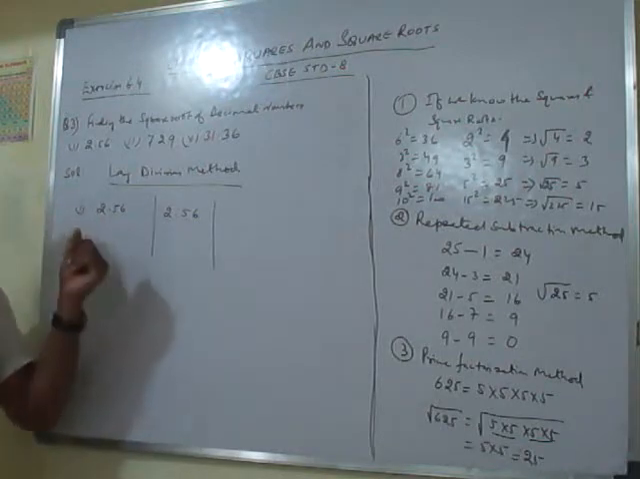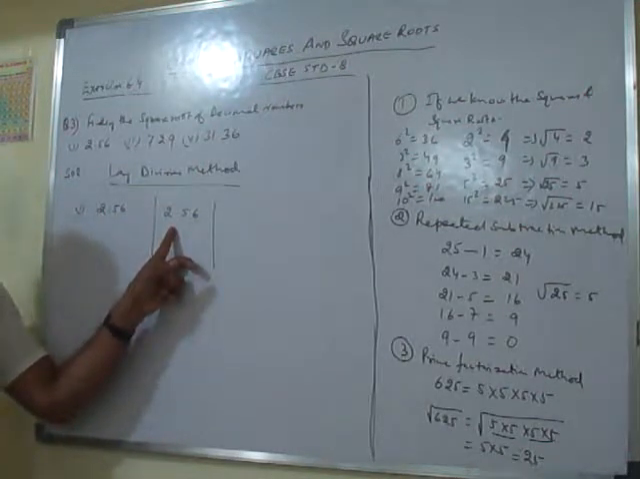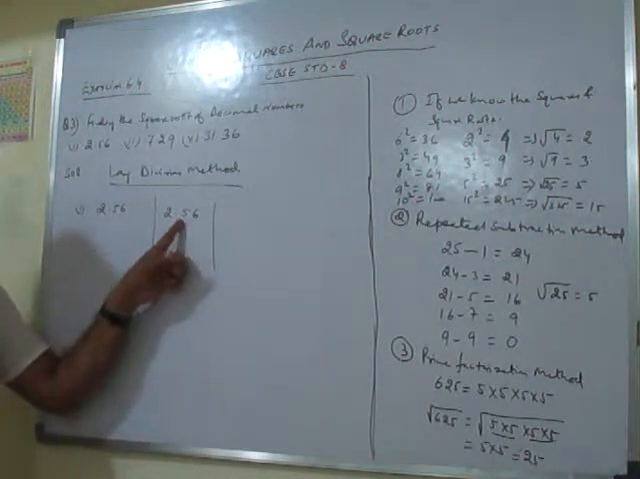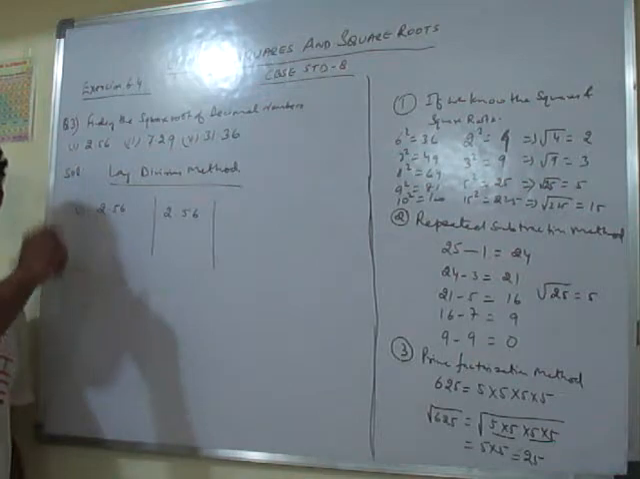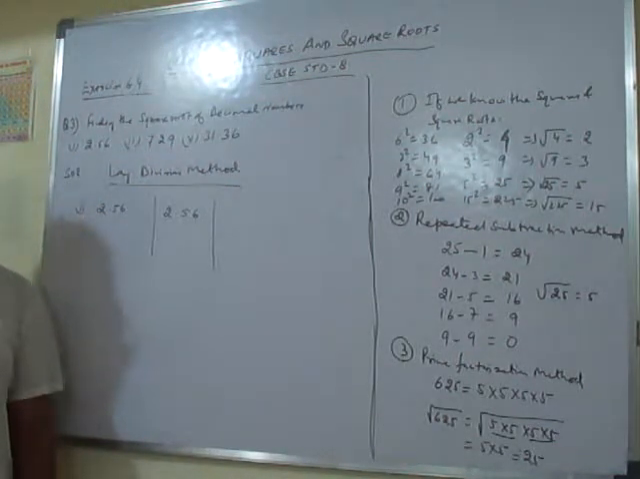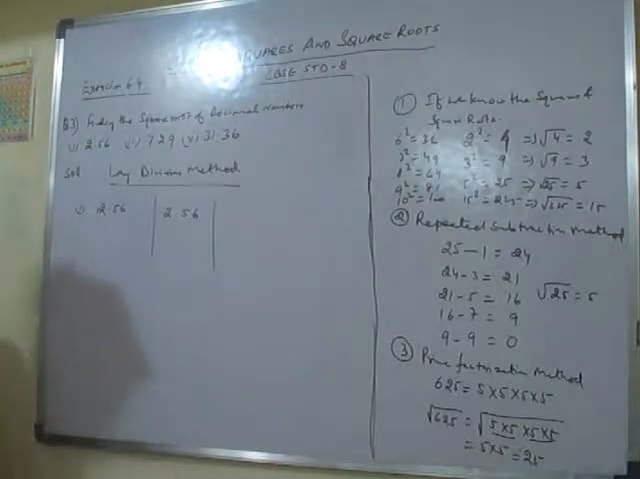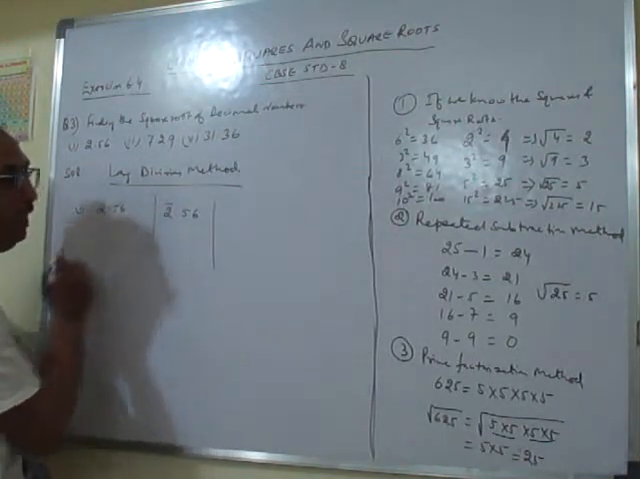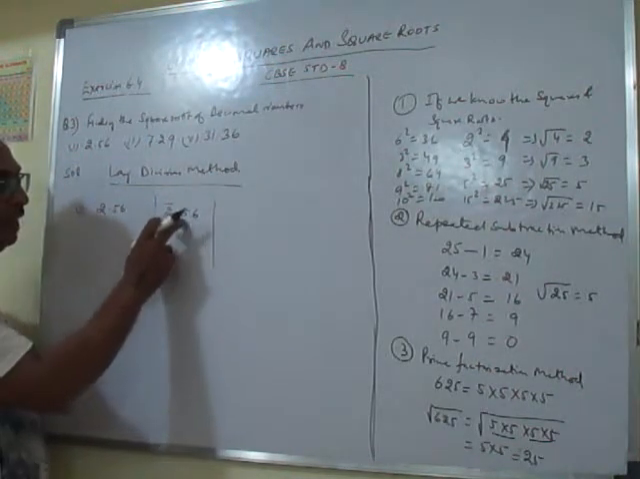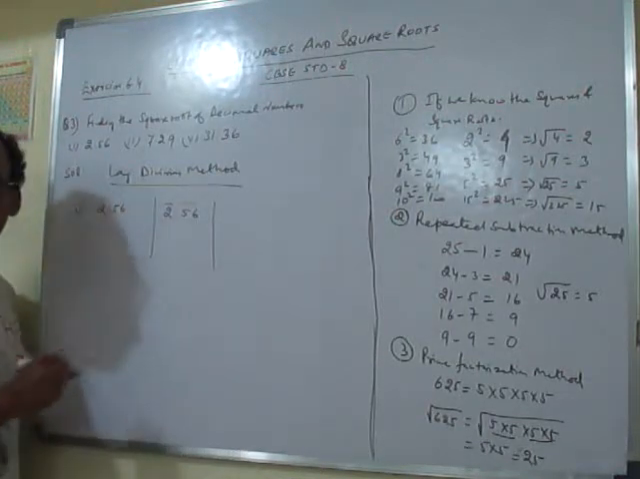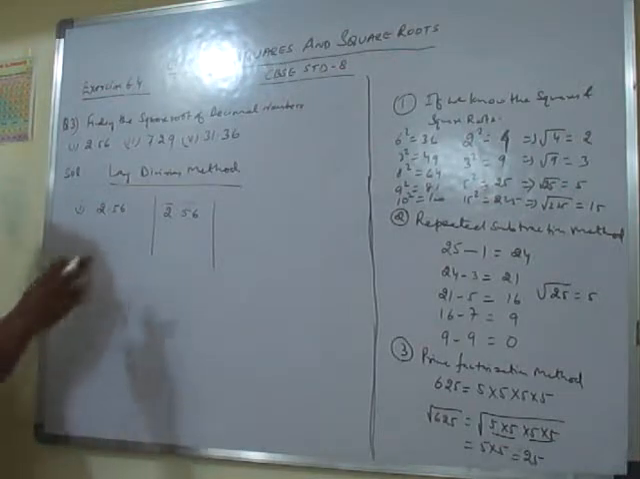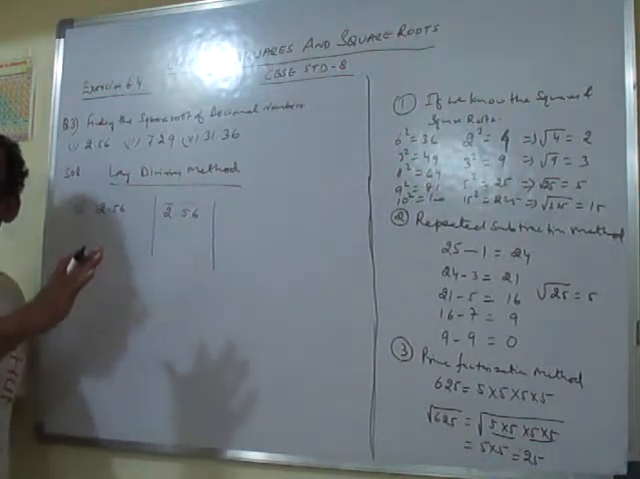In this case, the integral part will be paired first as usual, and after the decimal we have to start from the left-hand side, from the first place of decimal, pairing it. The integral part is only 2, and in the decimal part we start pairing. Here 5, 6 is there, so 2 numbers are there. We will pair them by putting a bar over it. Now as usual, nothing much difference is there.